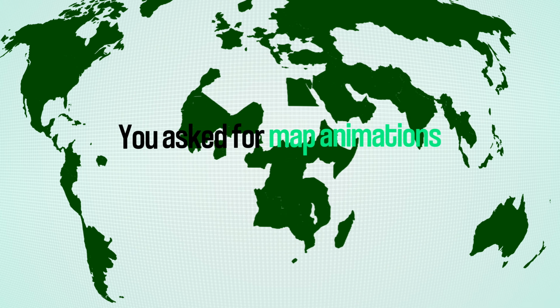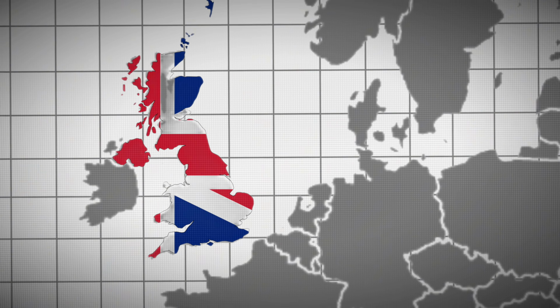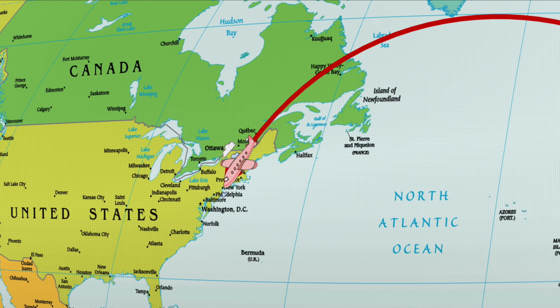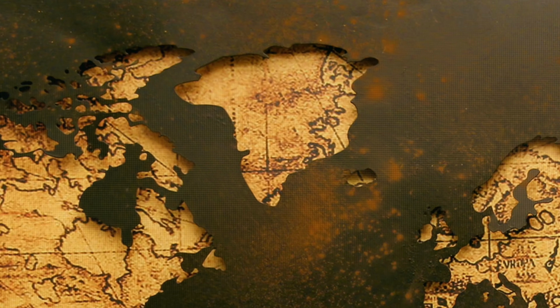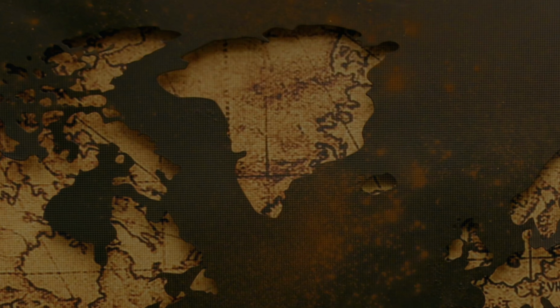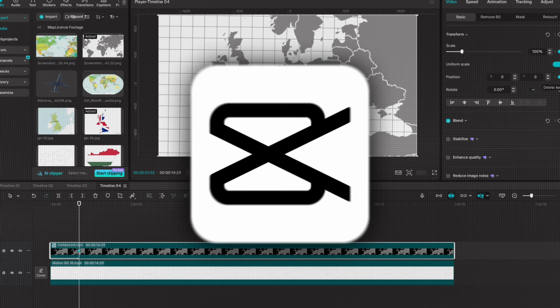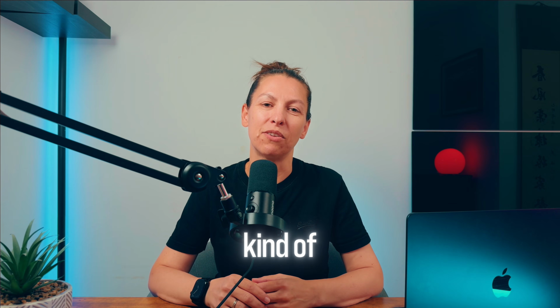You asked for map animations, so here they are. Today I'm showing you how to create 3 completely different ones. A cinematic country reveal, an animated flight route from London to New York, and a clean country highlight effect that pulls your viewer's attention exactly where you want it. All 3 built entirely in CapCut and can be adapted to almost any kind of videos.